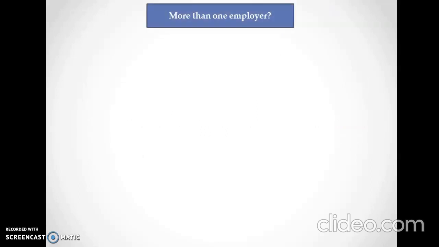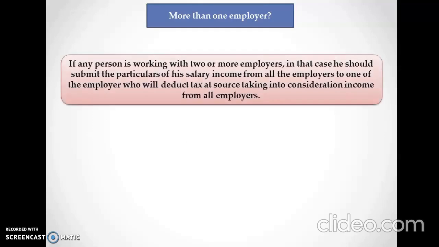Fine. Now, what happens if you are under more than one employer? If you are working for more than one service, then what you need to do, as an assessee or as an employee, is collect all the particulars from all the employers and give all those details to one of your employers, who is going to make your tax estimation and will deduct your TDS and deposit it.